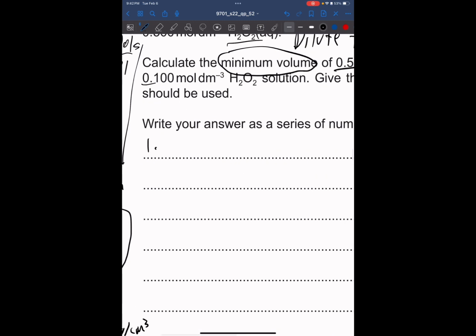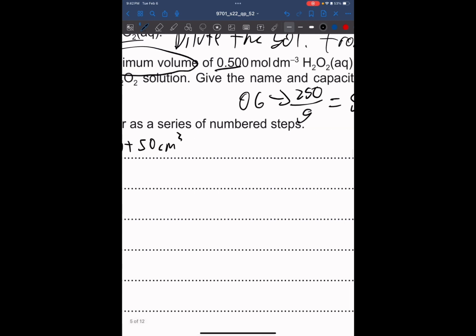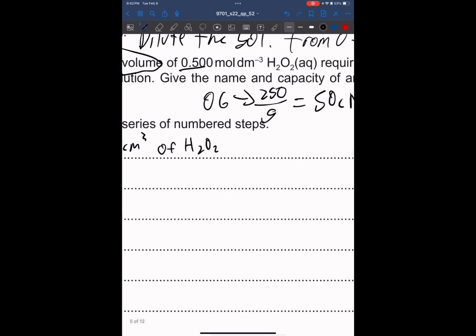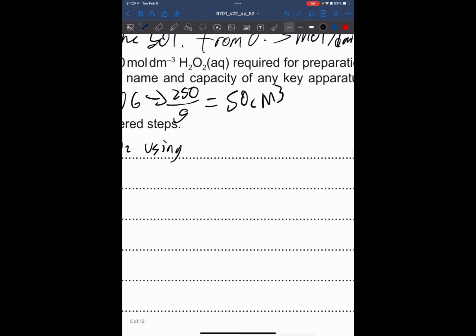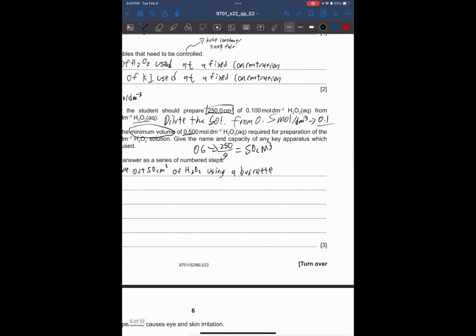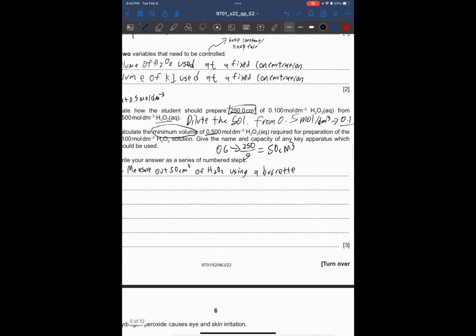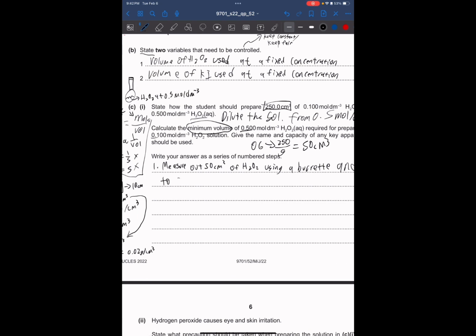So I would just measure out 50 centimeter cube of H2O2 using a burette. We're using a burette here because in this case, for this experiment, we want to be as accurate as possible. And transfer to a volumetric flask. Now, at this point, you might be thinking, why are we using a volumetric flask?